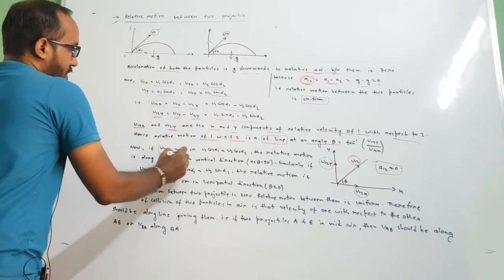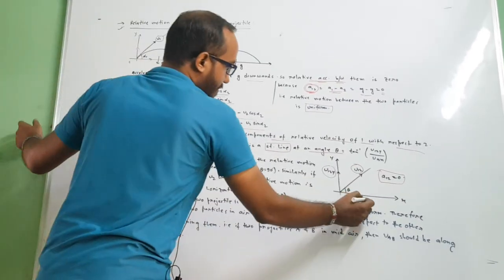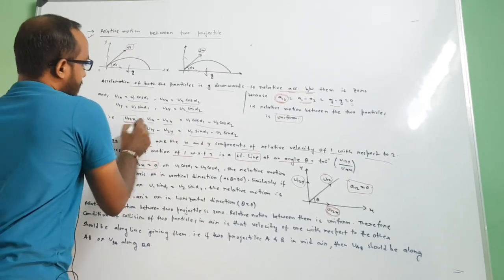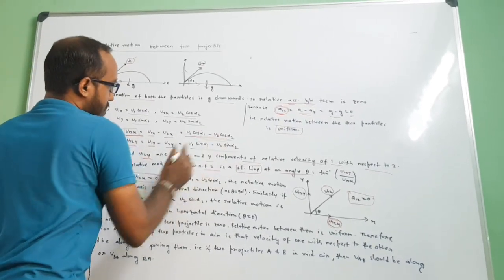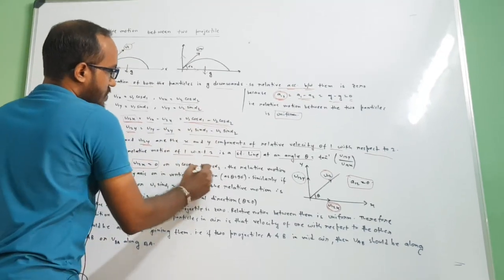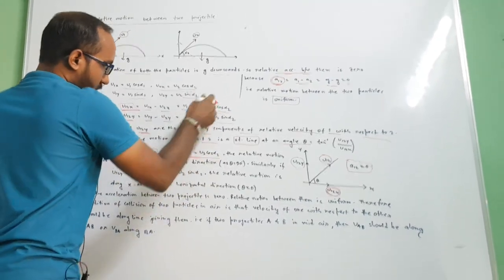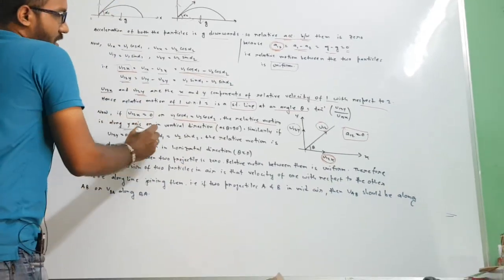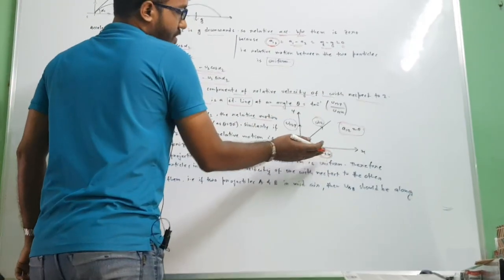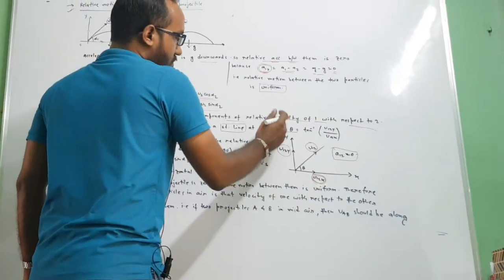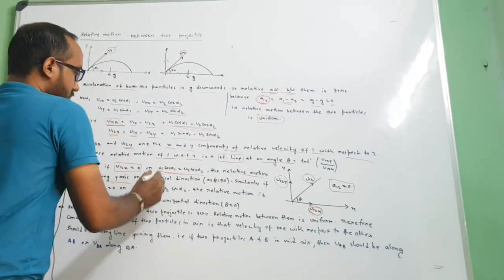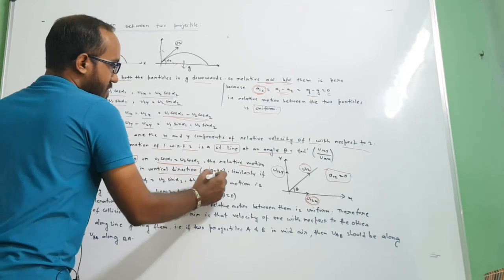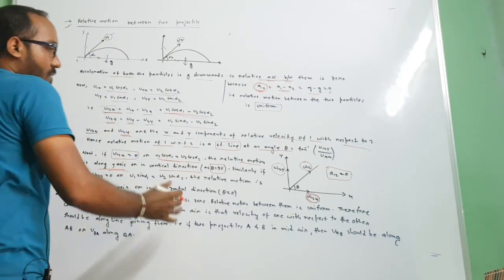Now, if u12x equals 0, that means u1 cos alpha 1 equals u2 cos alpha 2. The relative motion is along y axis. If there is no horizontal component, then it would only have vertical component. So that is along y axis or in vertical direction.